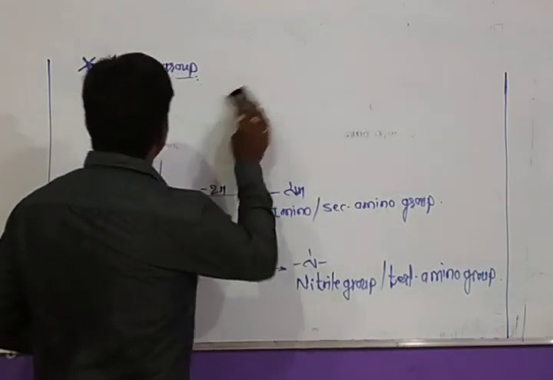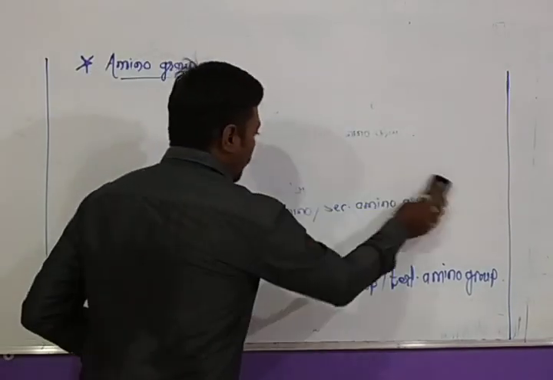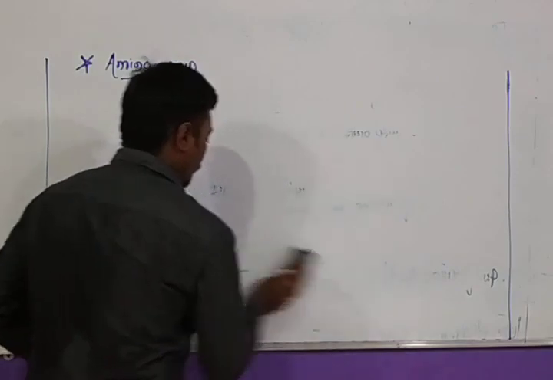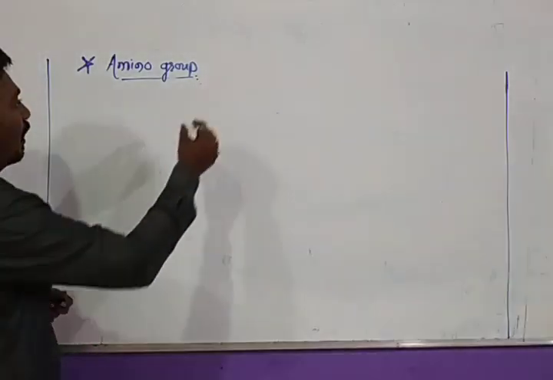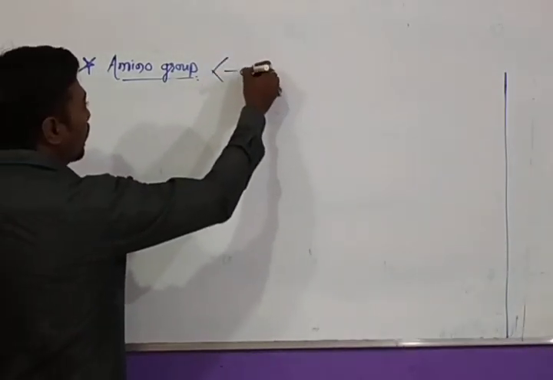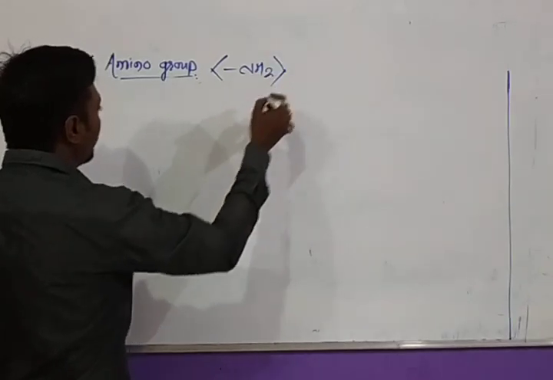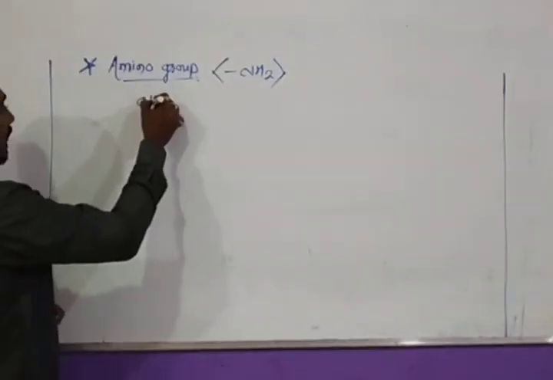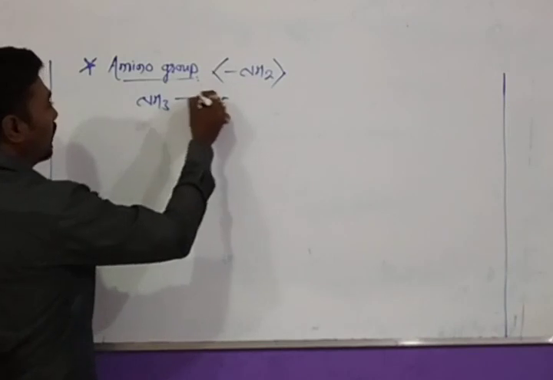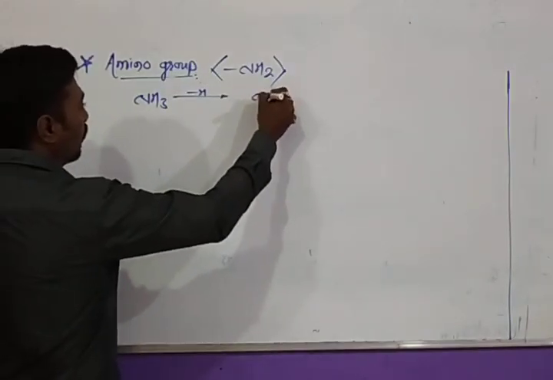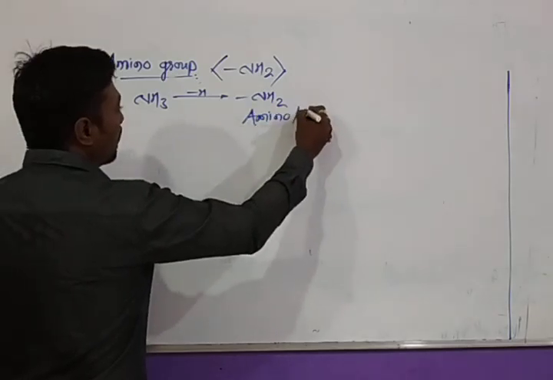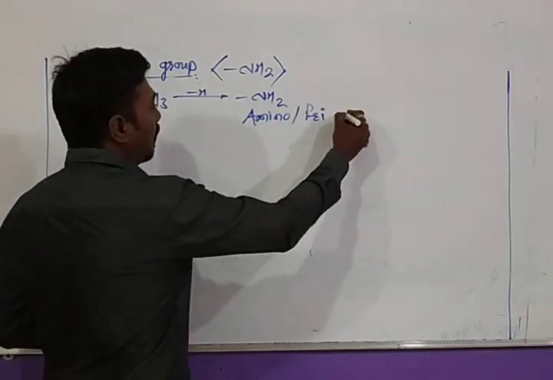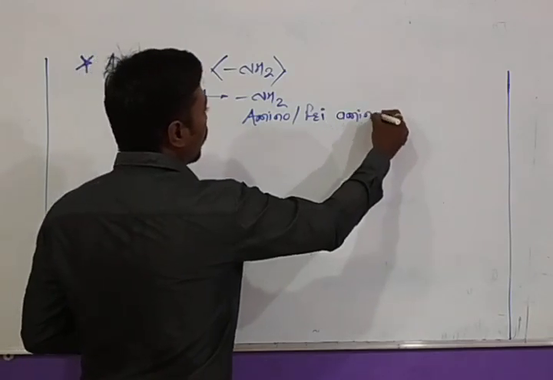We will take the amino group first. Now, how is an amino group formed? The amino group has the formula NH2, and it is formed from ammonia when 1 hydrogen atom is removed, giving the amino group or primary amino group.